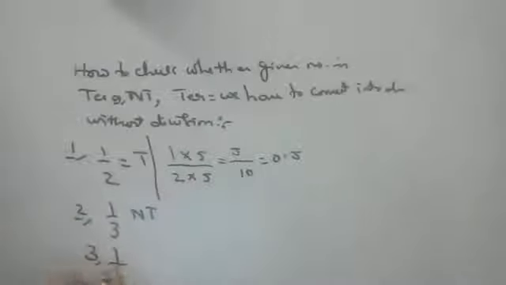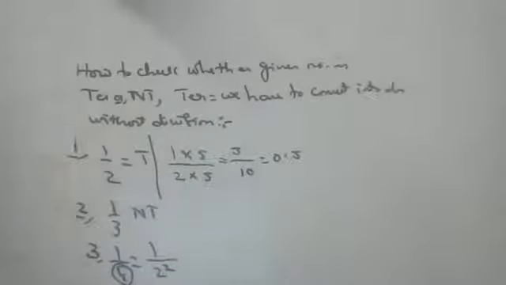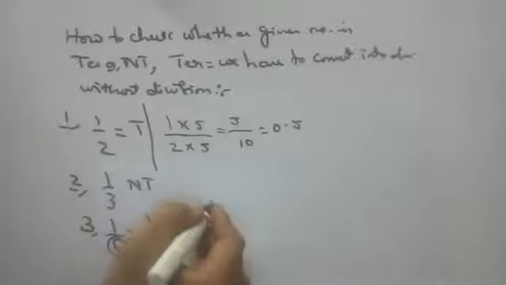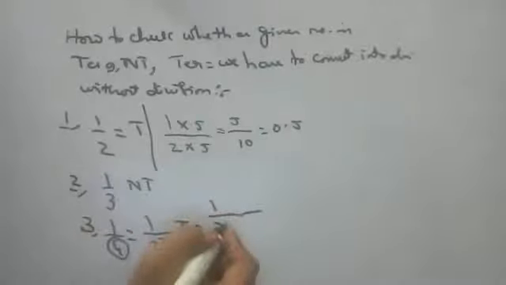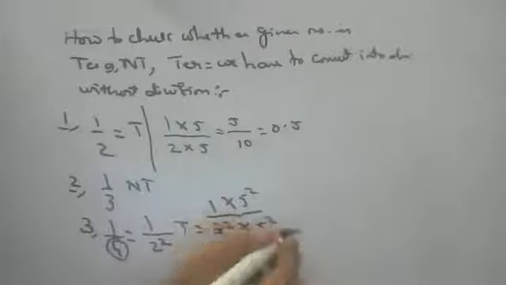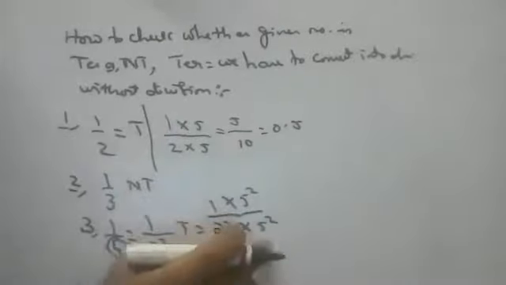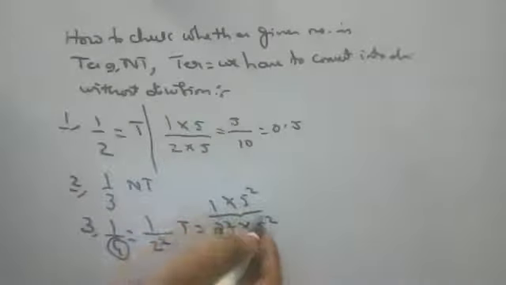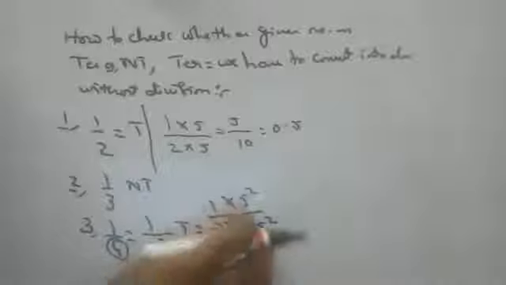Third, 1 by 4. Prime factorization of the denominator is 2 into 2, 2 square. Because the denominator has only 2, it is terminating. When it is terminating, you have to convert into decimal without division. How? Since 2 square is there, multiply and divide with 5 square. Somehow we have to see that the denominator converts into zeros. If it is 5 square, multiply and divide with 2 square. If it is 2 square, multiply and divide with 5 square.